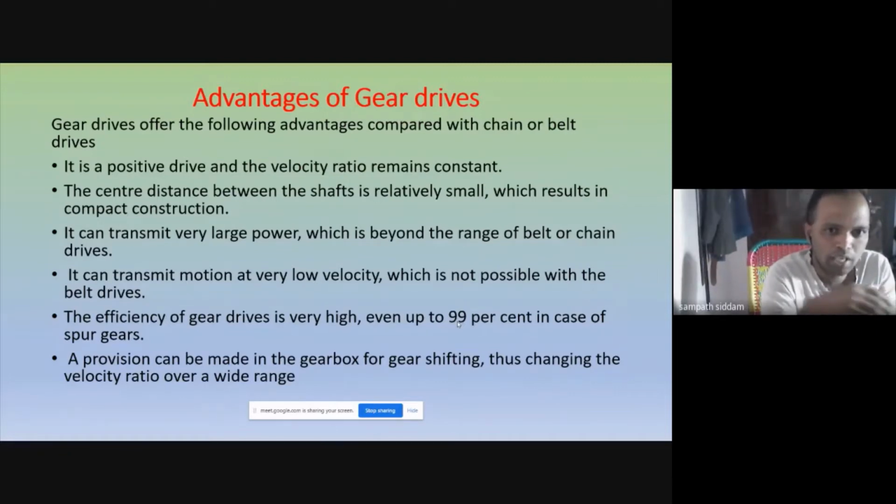It can transmit motion at very low velocity, which is not possible with belt drives, because belt drives are usually used for longer transmission of power, whereas you can usually go with a shorter distance and a low velocity ratio for gear drives. But if you want to go with belts, usually it should have a higher velocity ratio. Next, as I told you earlier, the efficiency of gear drives is very high. It can go up to 99%.